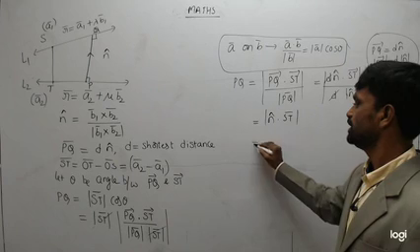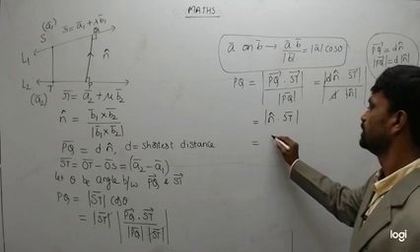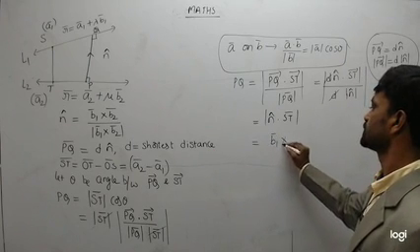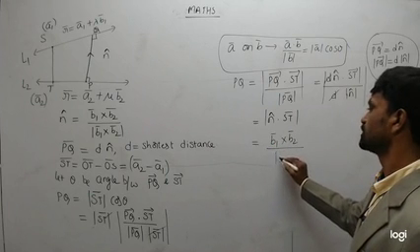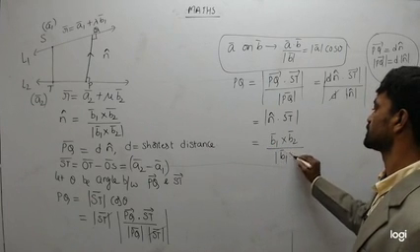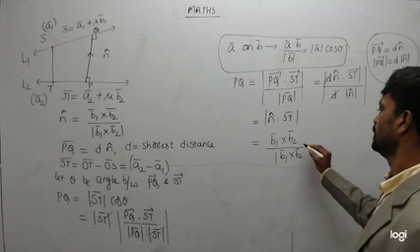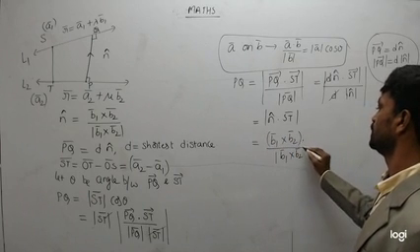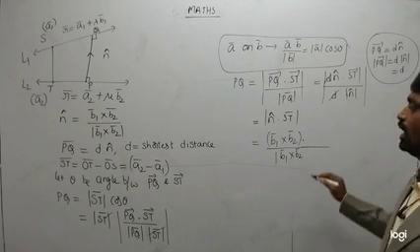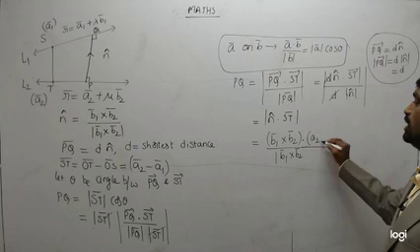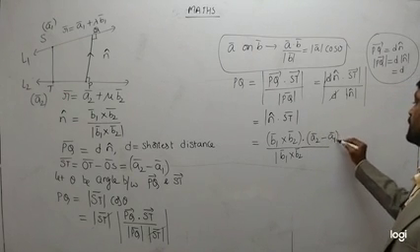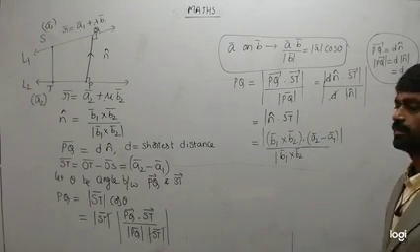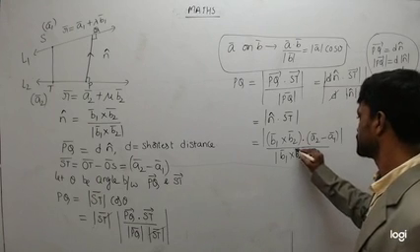But what is N cap? N cap is B1 bar cross B2 bar divided by modulus of B1 bar cross B2 bar, dotted with ST bar. What is ST bar? A2 bar minus A1 bar. So A2 bar minus A1 bar, all under modulus. So here it is modulus.